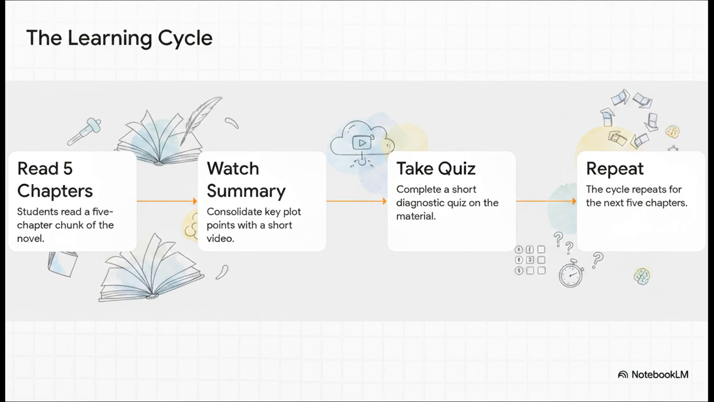The cycle itself is so simple, it's beautiful. Students read a chunk of the book, 5 chapters, then they watch a quick video summary just to lock in the main plot points. After that, they do a short diagnostic quiz, and then they just do it all over again for the next 5 chapters. It's a routine that's predictable, which is really empowering for a lot of kids.